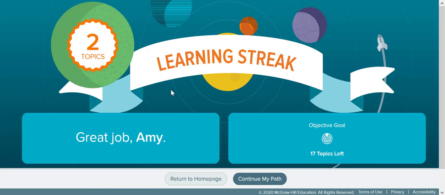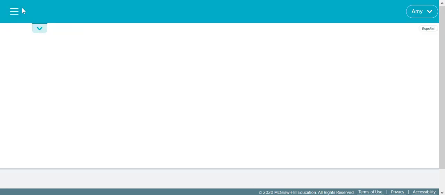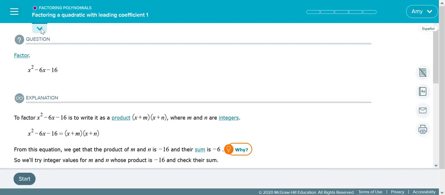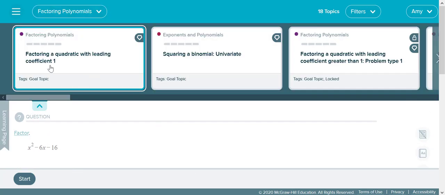When I hit next, it's going to tell me that I'm doing good and I'm still on track to reach the goal for this week's assignment. So I can click continue my path. It'll take me right back to where I'm at, but it'll put me into the next topic because I've already completed the one that we just worked on. So now it's telling me I'm ready for this next topic.